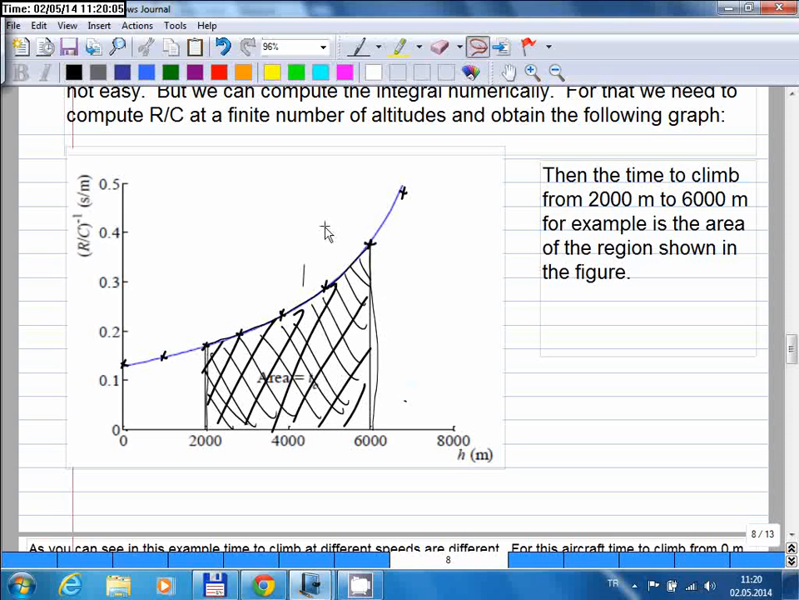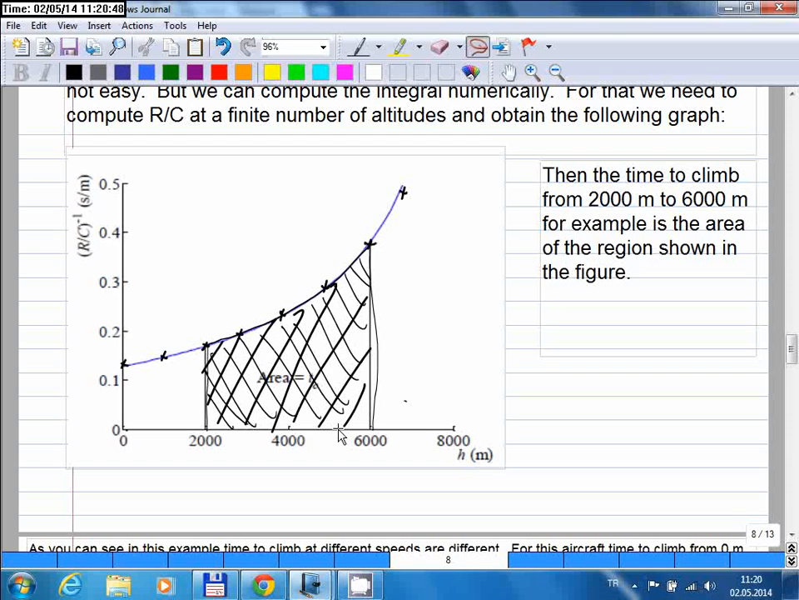There's something interesting here I would like to draw your attention to. Normally, if you ask somebody, I'm flying an aircraft and I want to climb from 2 kilometers to 6 kilometers, what should my speed be to perform this climb in the shortest possible time? Intuitively, most people will tell you that you need to fly as fast as you can. That's how you will perform the climb really fast. And if you make an analogy with driving a car, that's the answer, right?